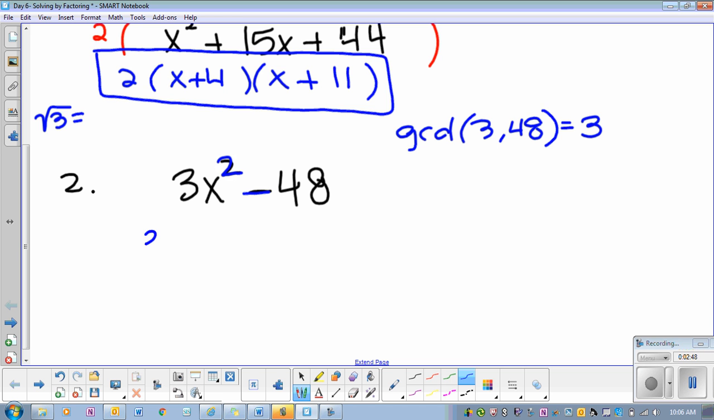Okay, so then that means I gotta take the 3 out of there. So we divide. Guys, do I take out an x? No, why? Not everything has an x. Good, this one doesn't have an x. Everybody has to have an x if you're gonna take that out. Then you have x squared minus, what's 48 divided by 3? 16.